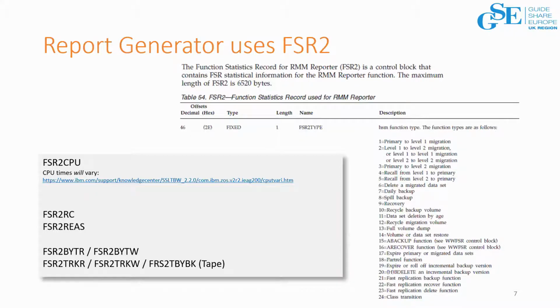It's also important to note that the CPU times will vary. There are many reasons for which this can occur that are outside of HSM's control. An example of this is NQ processing, since in some instances a request can be delayed while HSM is waiting for data set serialization. That's obviously going to impact the CPU time. The return code and reason code, FSR2RC and FSR2RES, can be used to identify trends and errors. And the remaining fields at the bottom provide information on the number of bytes and tracks read and written.